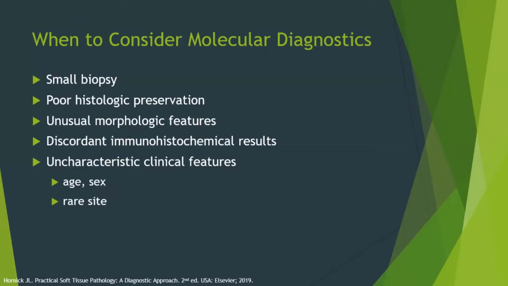Another example in which you might want to consider a molecular test would be uncharacteristic clinical features. That may prompt you to consider a molecular diagnostic test in order to confirm a diagnosis. So, for example, it is prudent to do a molecular diagnostic test in a desmoplastic small blue round cell tumor in a woman in her 40s, or if the DSRCT occurs in an unusual site.